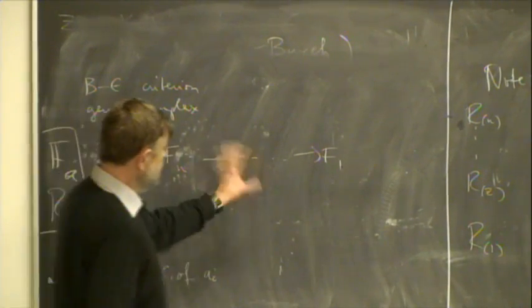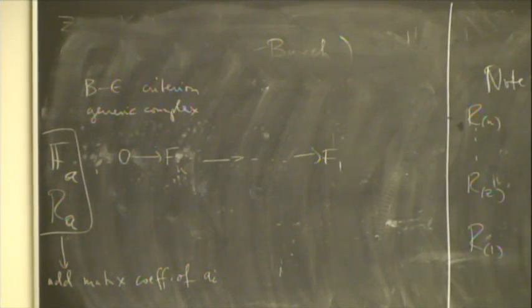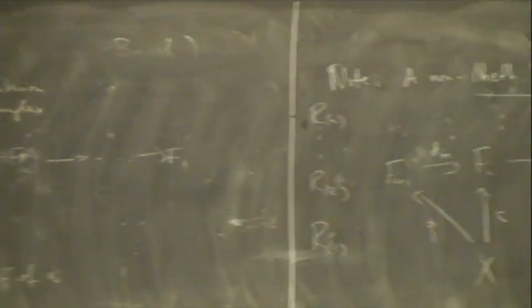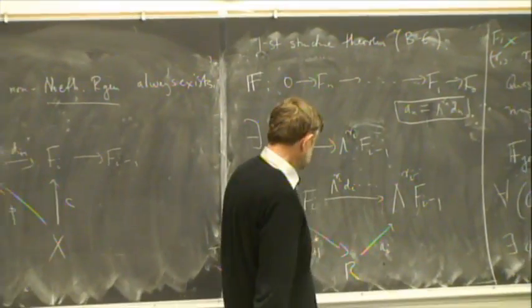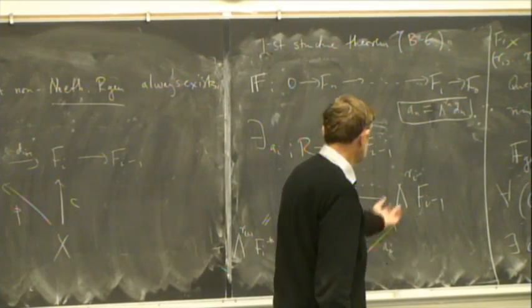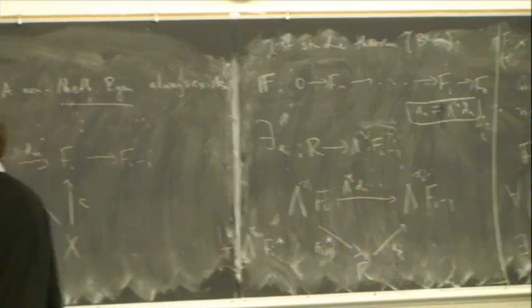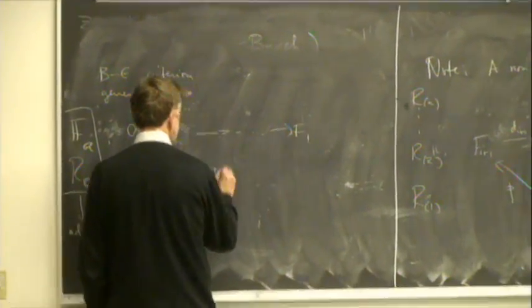Now they satisfy a lot of relations. I will not make them explicit, but this can be worked out very explicitly: which relations the AI have to satisfy together with the differentials DI. For example, they satisfy Plucker relations, because they were the Plucker coordinates of this image. So you can really construct this ring RA quite explicitly.